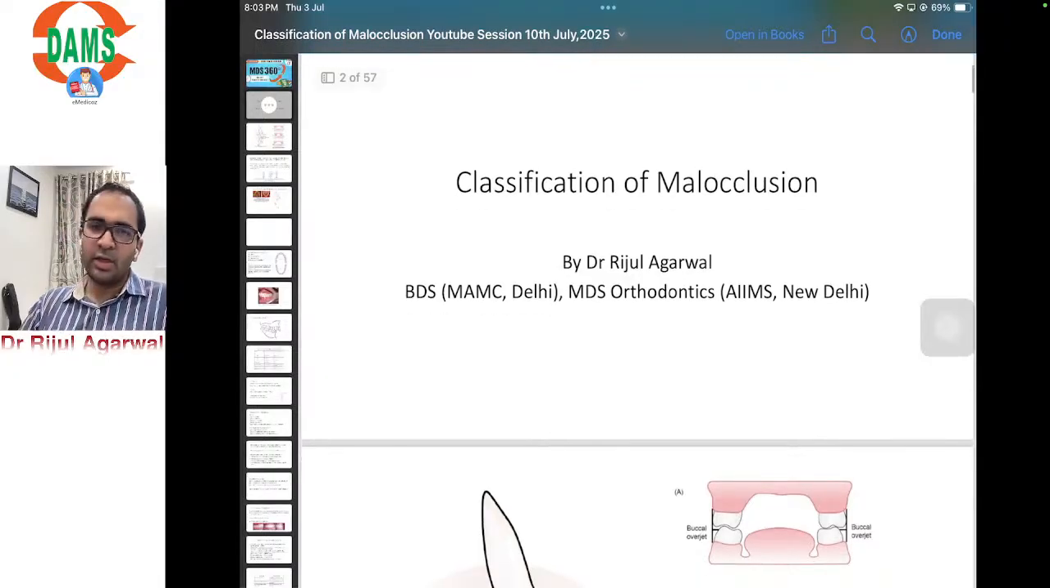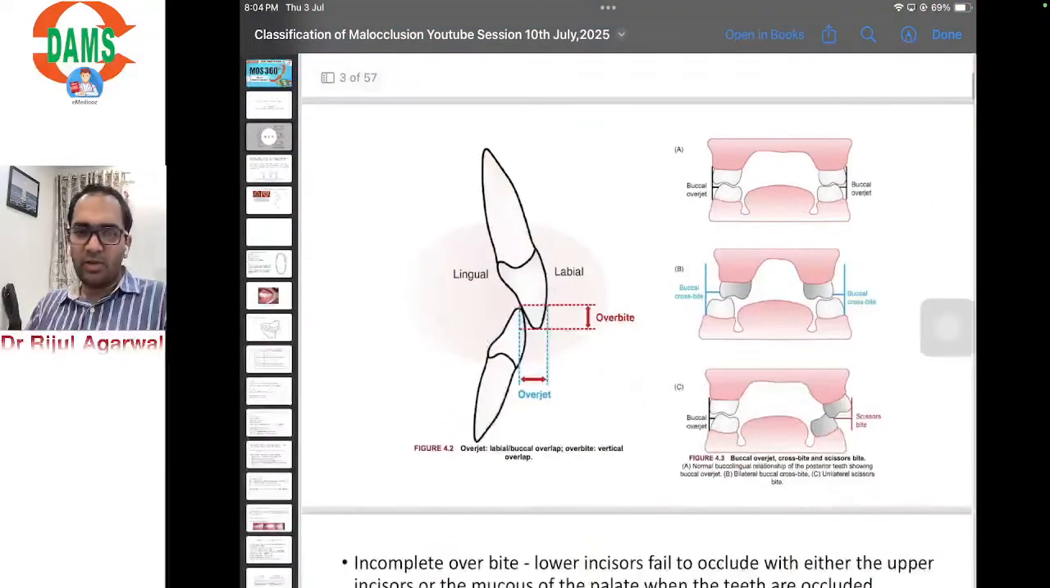The topic is classification of malocclusion. We are going to discuss various classification systems, starting with the basic, the Angle's one, moving towards the premolar, the canine system, the incisor system of classification, the 3D system, and the various other systems of classification of malocclusion. So beginning with the basic thing, what is overjet and overbite?